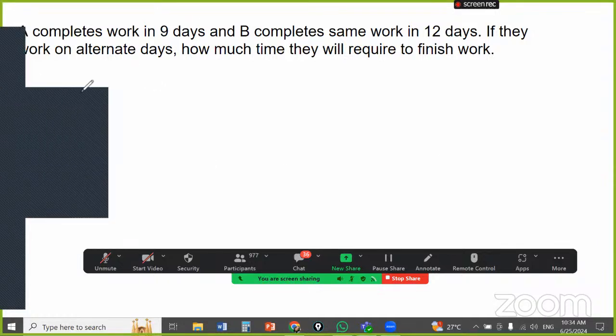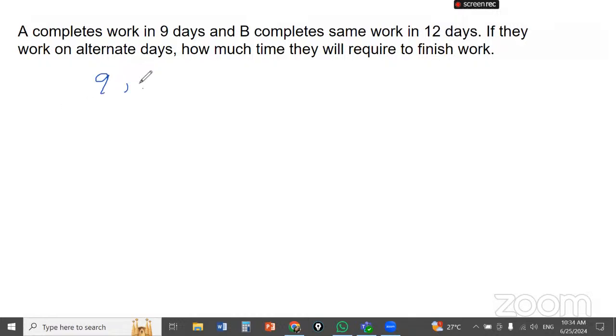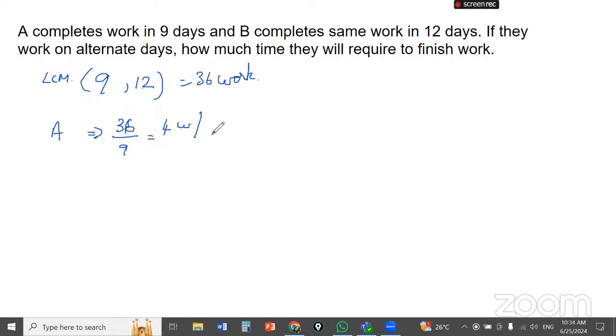So A completes the work in 9 days. So 9 and then 12. So the total work that has to be completed is the LCM of these. Jesslyn, no, 10 is not the answer. Yes, Dhanushri, you're right. Exactly. That's the correct answer. So this is 36. 36 work has to be done totally. So A's 1 day work will be 36 upon 9.